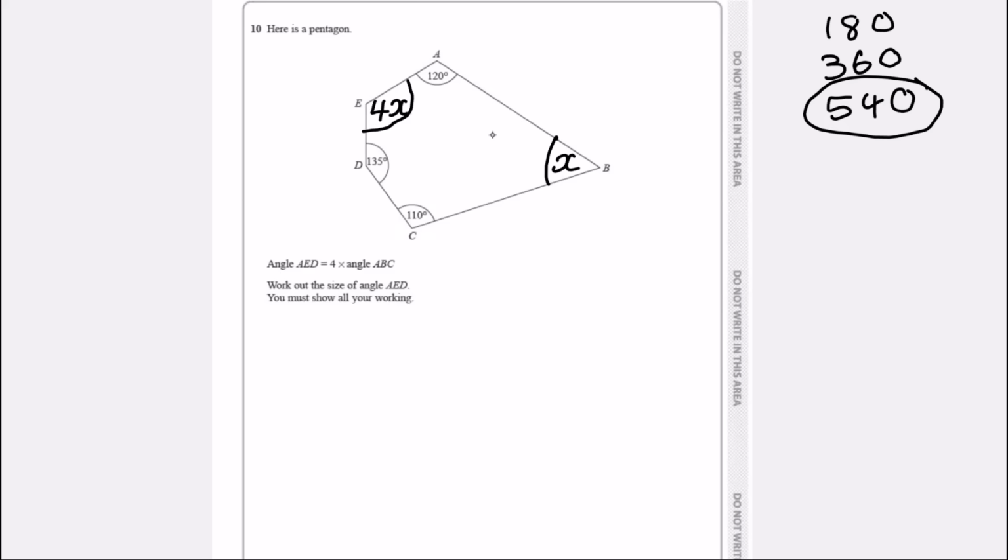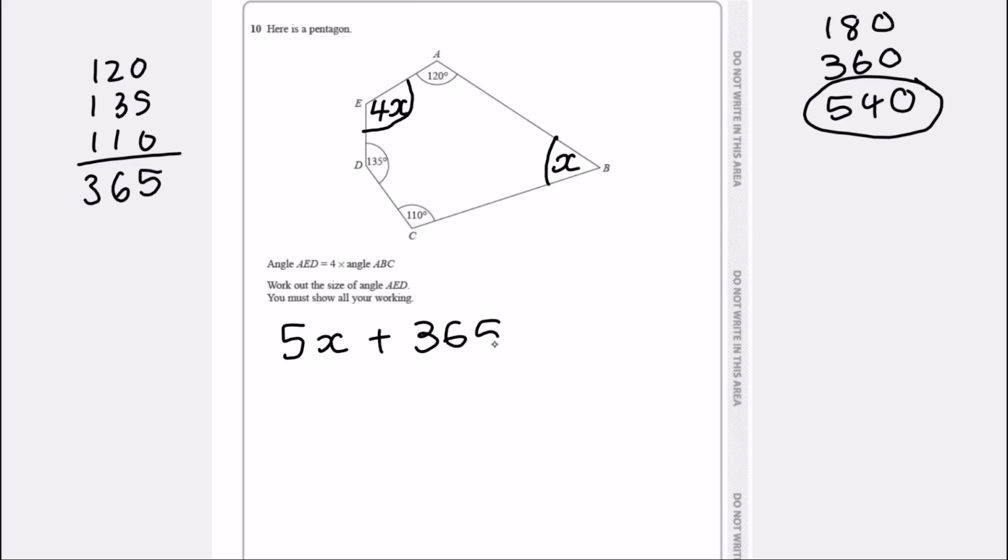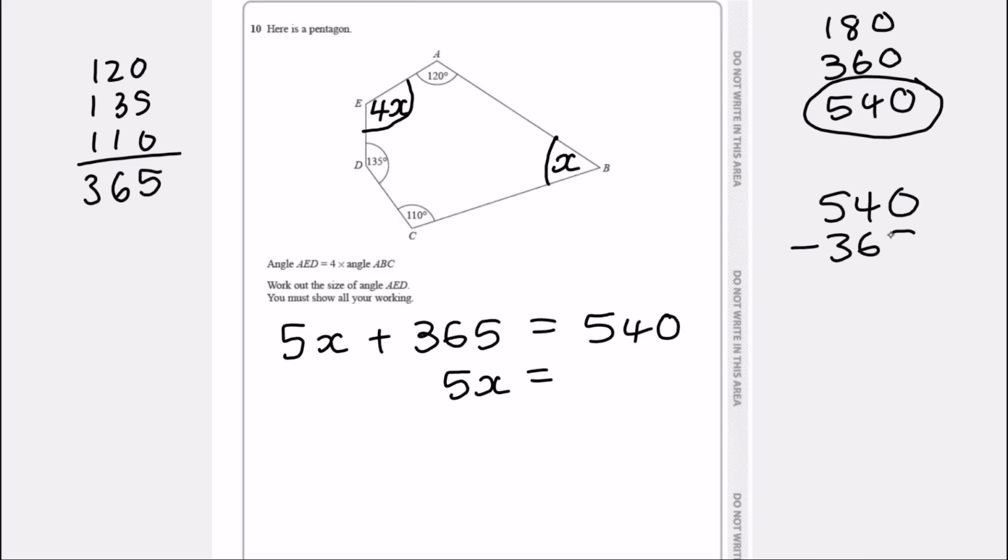So we've got 5x, 4x and 1x is 5x. We've got 120, 135 and 110. So that is 365. So 5x plus 365 must equal 540. So let's take 365 away from both sides. So 540 take away 365. 10 take away 5 is 5, 13 take away 6 is 7, 4 take away 3 is 1. That's 175.